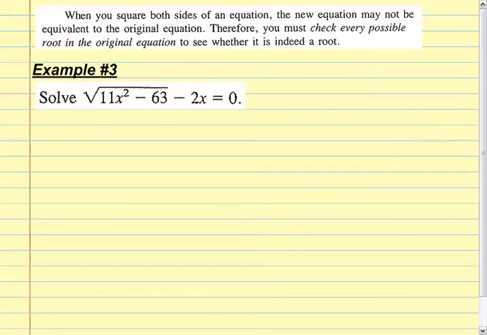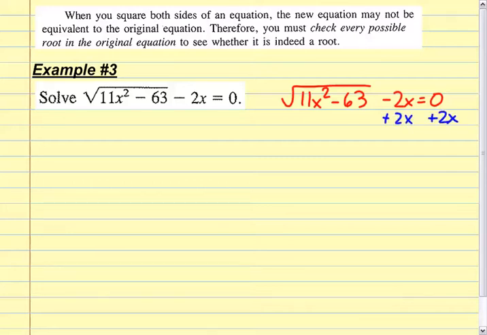Now, let's look at example number 3. I'm going to rewrite it. It says the square root of 11x squared minus 63, minus 2x, is equal to 0. First thing, let's get the square root by itself. Remember, we have to isolate it. So I'm going to add 2x to both sides, and I'm going to get the square root of 11x squared minus 63 is equal to 2x. Now I'm going to square both sides to get rid of that square root.